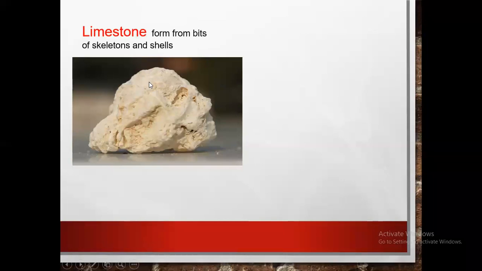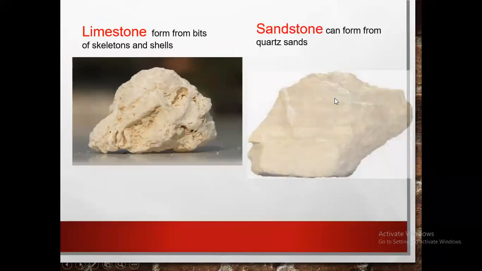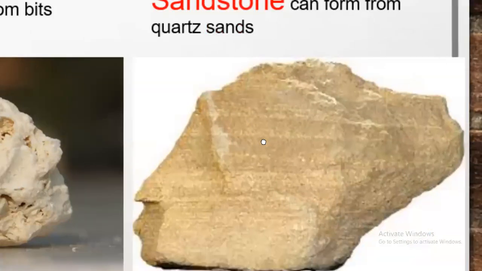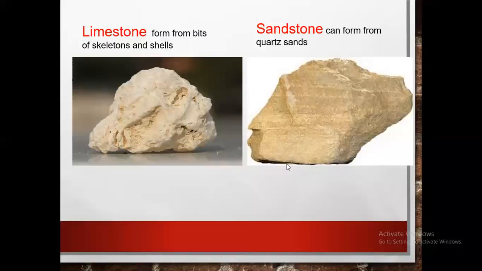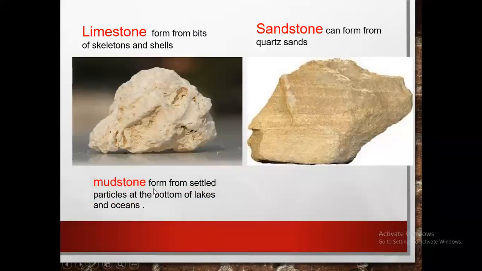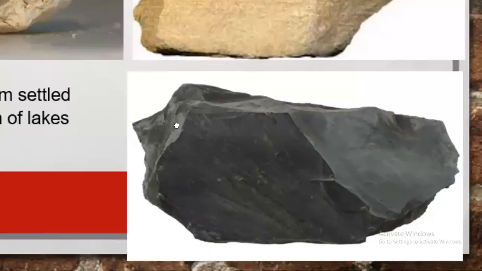Now I'll provide you with pictures for each one. Limestone is made of skeletons and shells. Sandstone is made of beds of quartz sand. This is what I mean by sandstone; that's how it looks. The third one, mudstone, is formed from settled particles at the bottom of lakes and oceans. That's how mudstone looks.